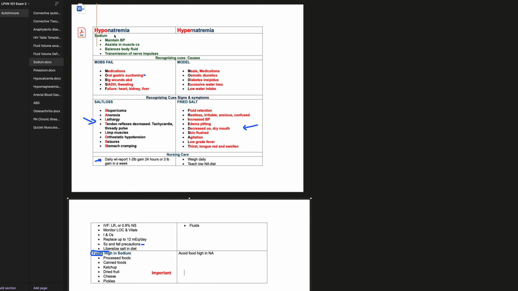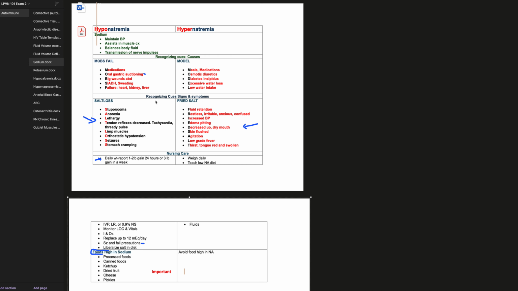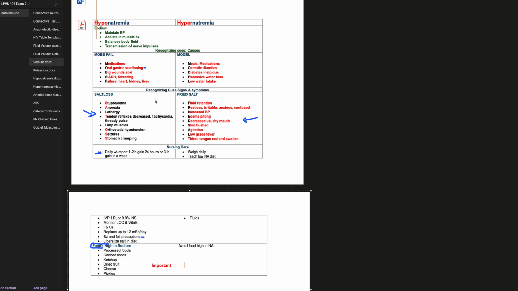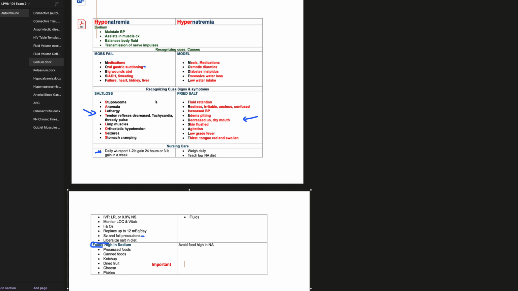So for hyponatremia, there's many causes of hyponatremia and hypernatremia, but I want you to focus on the signs and the symptoms, okay? So for hyponatremia, remember neuro, they're going to have stupor. They could be in a coma. They're going to be anorexic, lethargic. So they're having like a decrease in their LOC. Tendon reflexes are going to be decreased. They're going to have tachycardia because the body's under stress, and they're going to have a thready pulse. They'll have limp muscles, orthostatic hypotension, seizures, and stomach cramping.